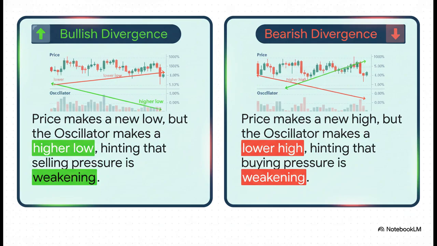Now, divergence is a more subtle signal, but it can be incredibly powerful. This happens when the price chart and the oscillator are telling you 2 different stories. For example, if the price hits a new low, but the oscillator actually makes a higher low, that's called a bullish divergence. It's a potential hint that the selling pressure is running out of steam, and a reversal could be on the horizon. The same logic applies, just in reverse, for a bearish divergence.